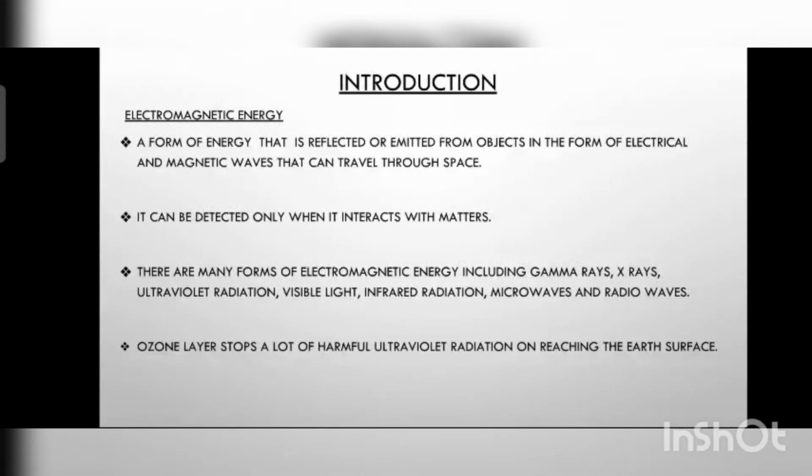Sunlight is also a form of EM energy, but the visible light only takes up a small portion of the EM spectrum. Although all kinds of electromagnetic radiations are released from the sun, our atmosphere stops some kinds from getting to us. For example, the ozone layer stops a lot of harmful ultraviolet radiation from getting to us, and hence the concern for ozone layer depletion.